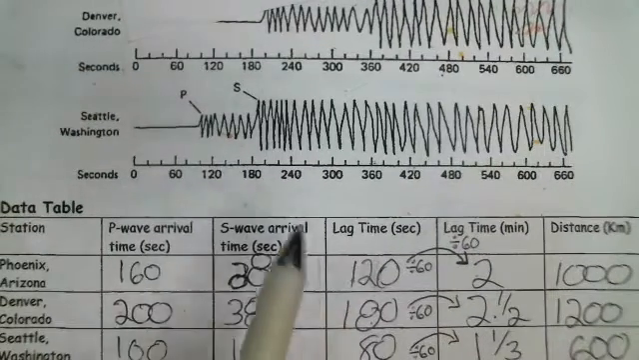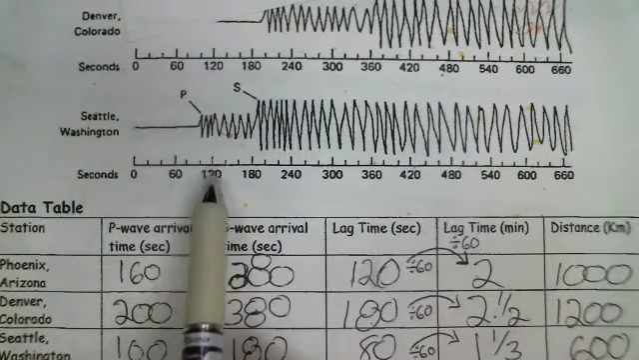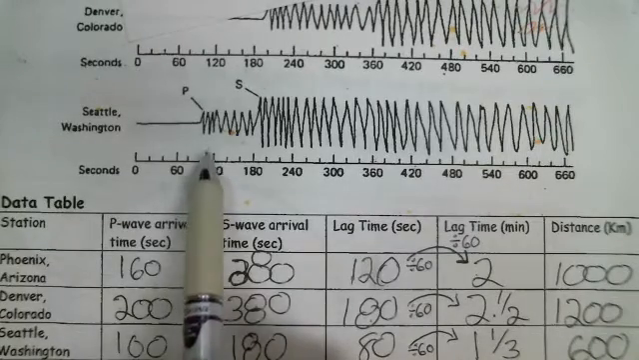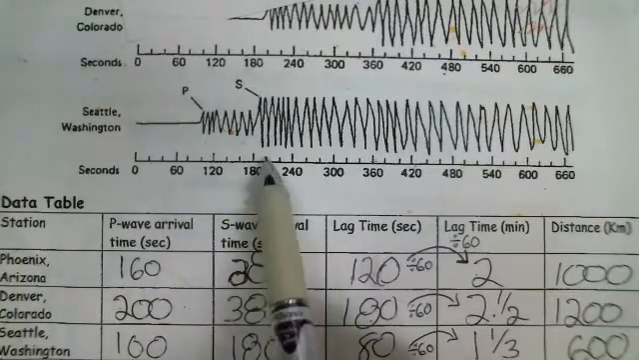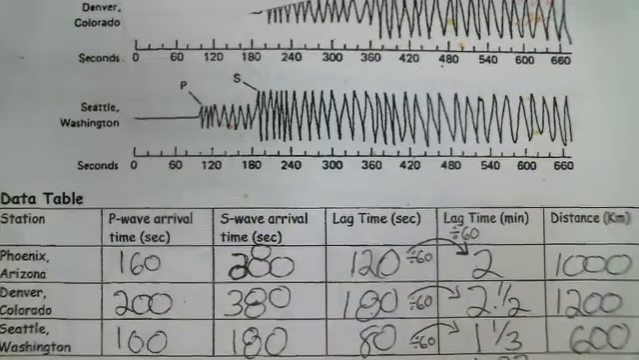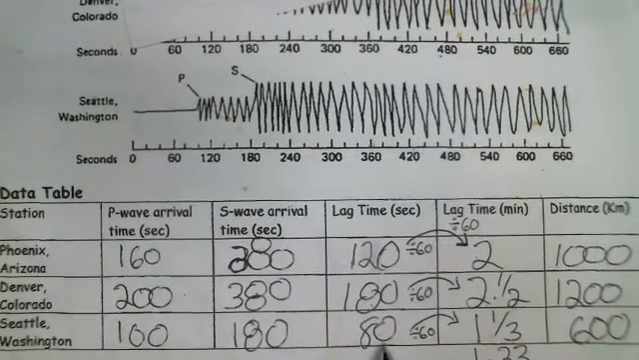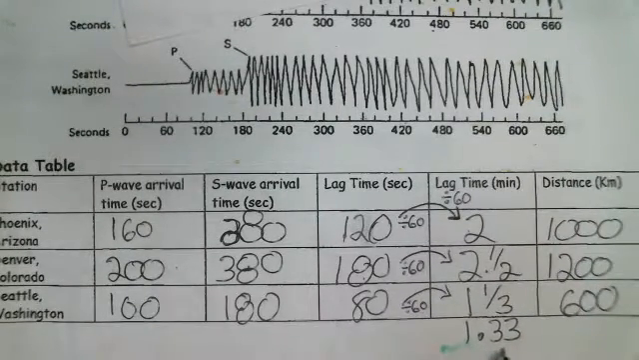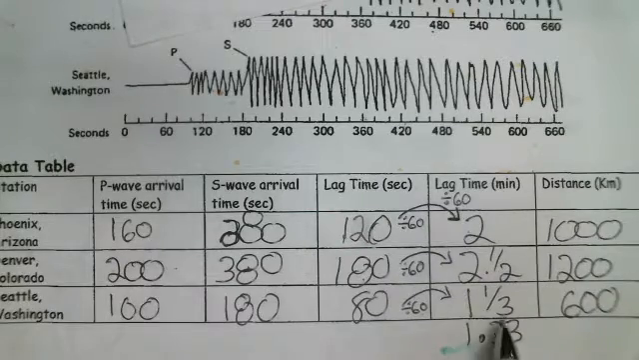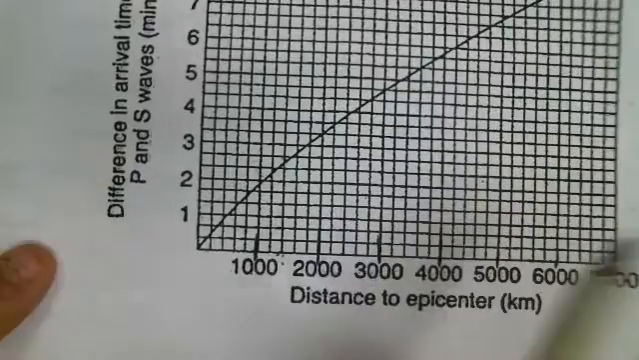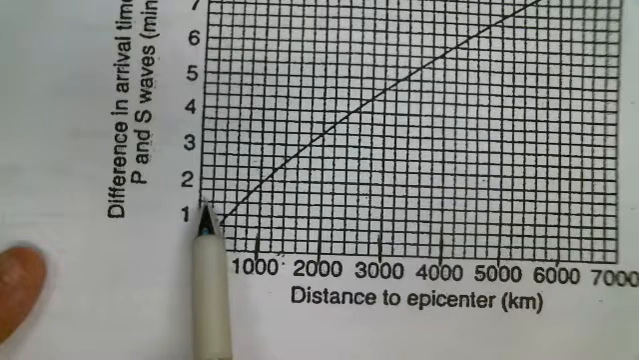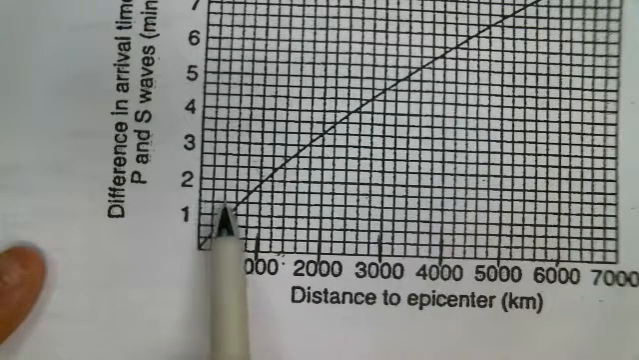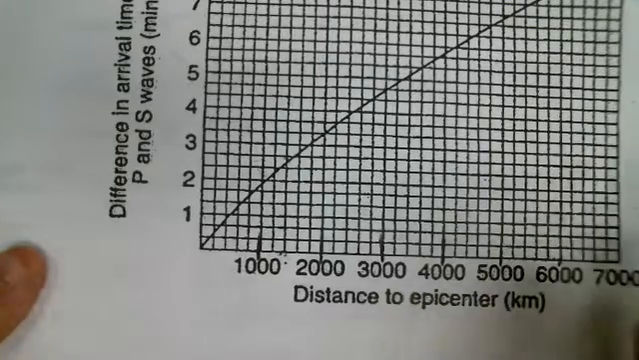For the Seattle, Washington seismograph, the P wave hit at about 100 seconds and the S wave hit at about 180 seconds. That's a lag time of 80 seconds. Divided by 60 to come up with 1.33 minutes. 1 1/3. So here's my graph. 1 1/3 will be the first line above the 1. Go over and down, and that's going to be at about 600 kilometers to the epicenter.